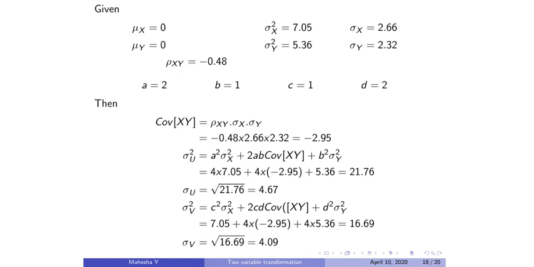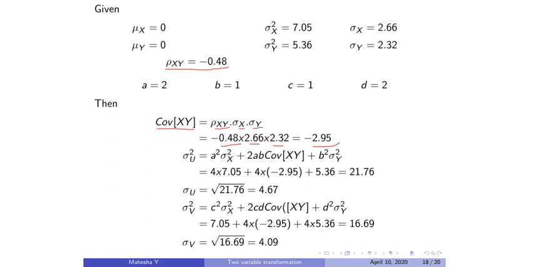Rho uv is what we have to find. In order to find rho uv, we want the covariance of uv. Covariance of uv requires covariance of xy also. In the problem, covariance of xy is not given. Instead we have rho xy. So we can calculate covariance of xy as rho xy times sigma x sigma y. So minus 0.48 times 2.66 times 2.32 gives minus 2.95.